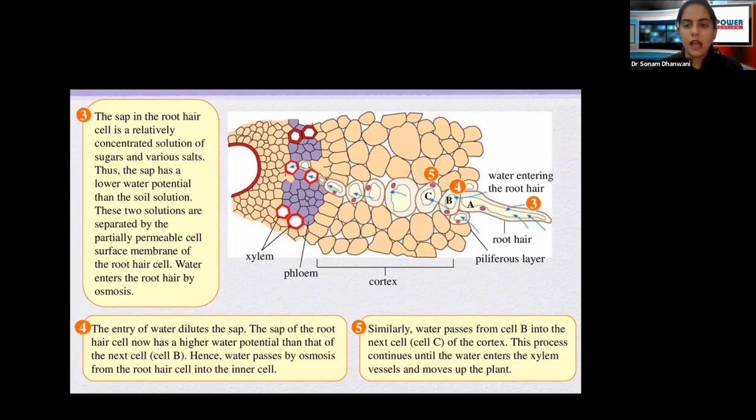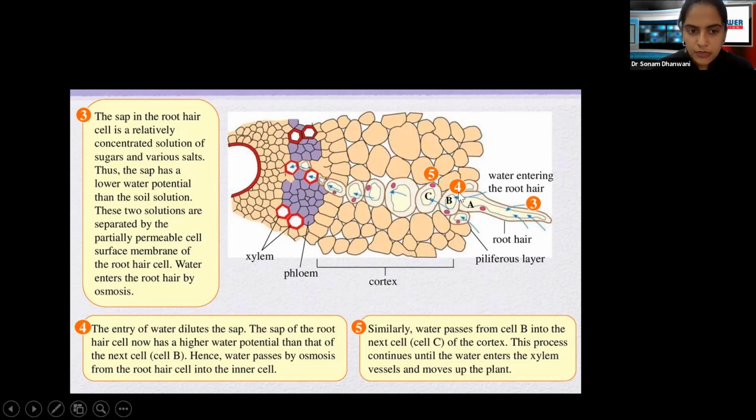So that is how water is traveling from a higher concentration towards the inner side of the root hair towards the lower concentration via a semi-permeable membrane. That is why we say that water enters the root hair by osmosis. Okay guys, is this clear? Yes. Going ahead, fourth labeling kahan hai?